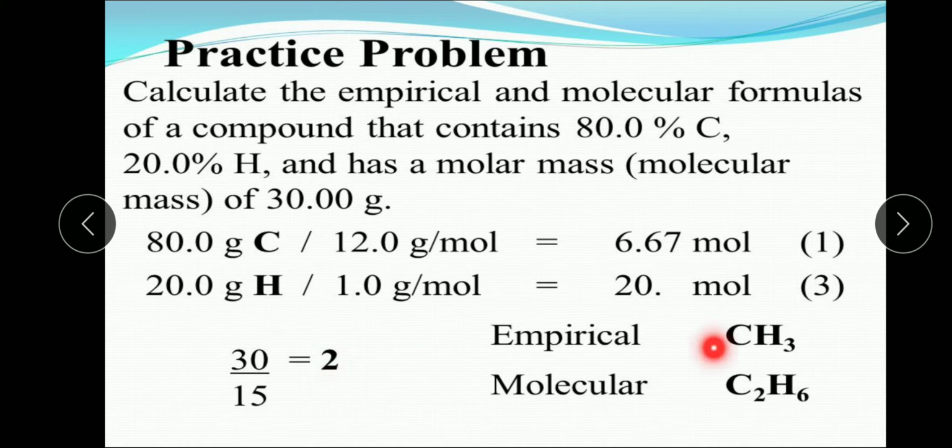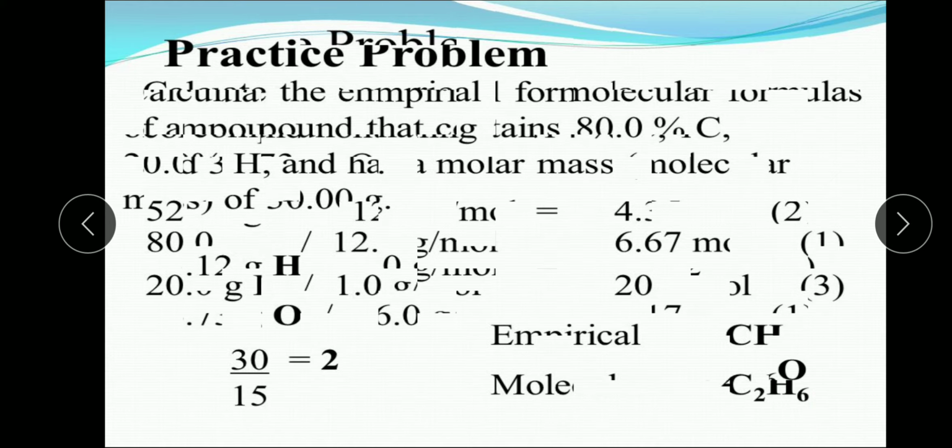This 2 is called n. Empirical formula times n gives the molecular formula. CH3 times 2 gives C2H6. Finally, C2H6 is the molecular formula of the compound. Similarly, one more problem.